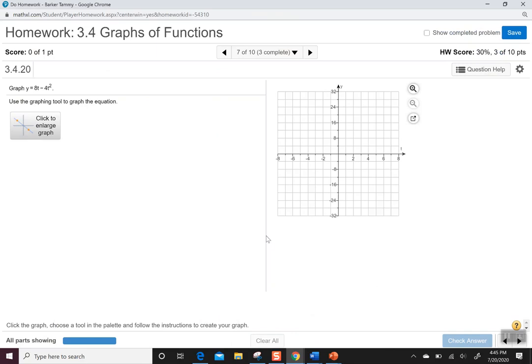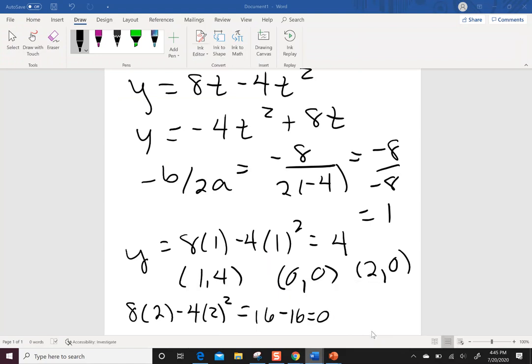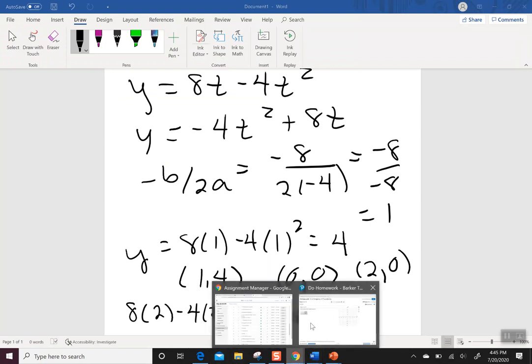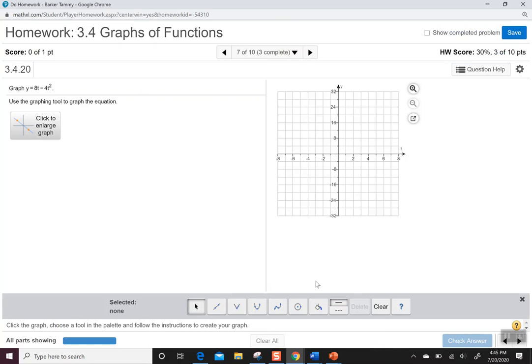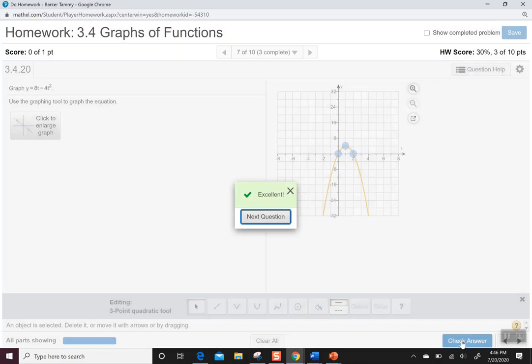Now I can go back and I can say, all right, I know what happens. I have my 1, 4 to start. I'm going to click on the graph. I'm going to say pick a parabola, and I'm going to start with 1, 4, and then I know at 0, 0 and at 2, 0. Again, it really helps to look at the numbers underneath where it's showing you what the coordinates are, especially when it isn't like 1, 2, 3 on the tick marks on the graph. Right, then we can check our answer, and again, it says, great job.